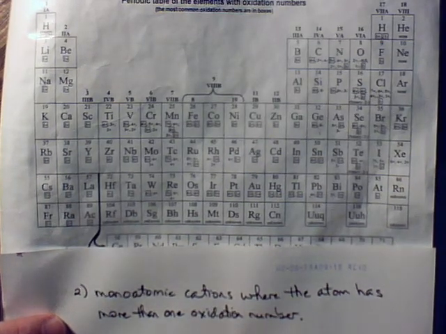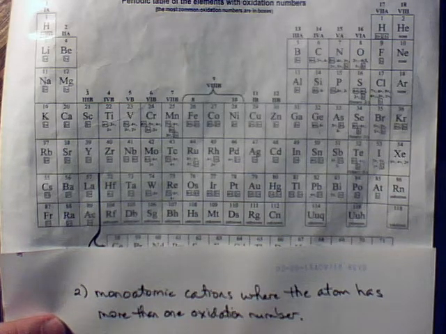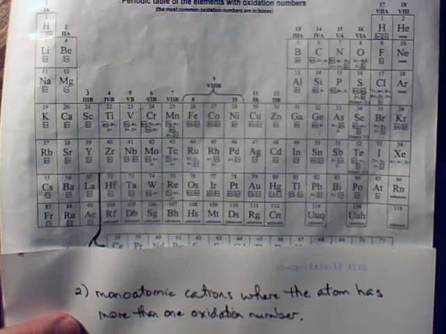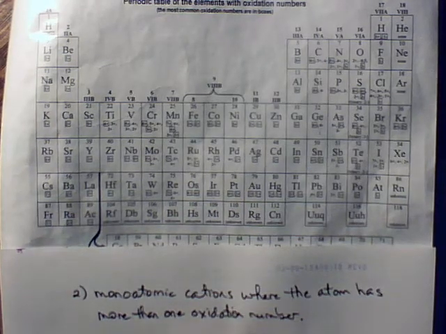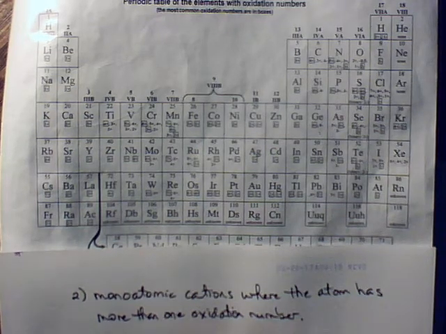Fe, iron, has more than one positive oxidation number. It has a 3+ and a 2+ oxidation number. Copper has two oxidation numbers, a 2+ and a 1+. Is there a way to figure these out from the table without being given them? There are some patterns, but there are so many exceptions to the pattern that we're going to go over what the pattern is, but I'm not going to make you fully understand the pattern in here.